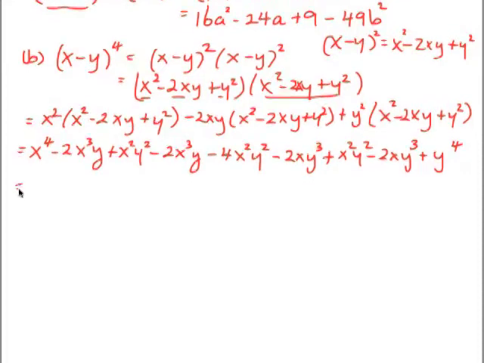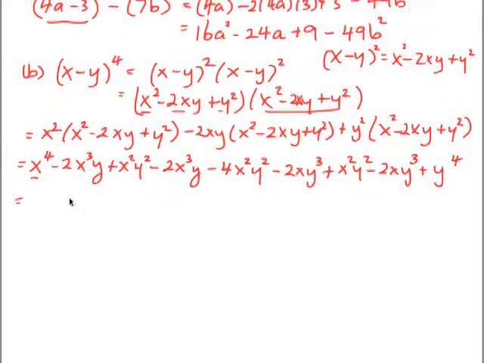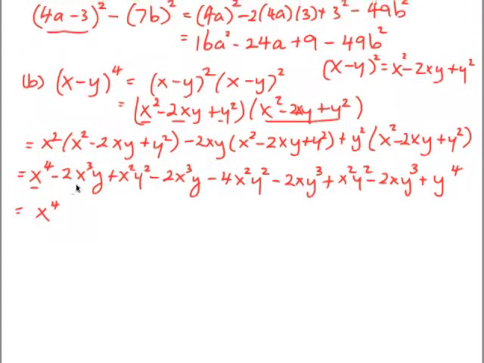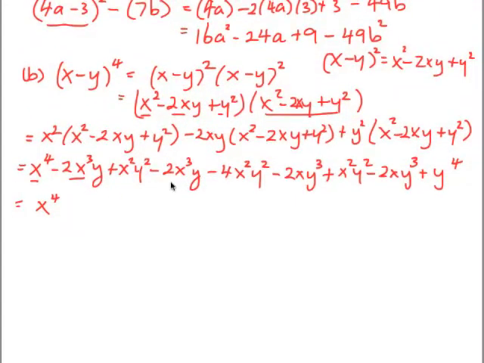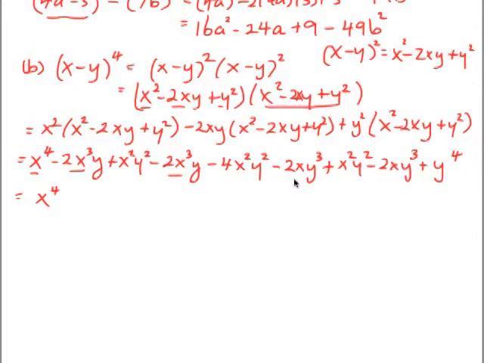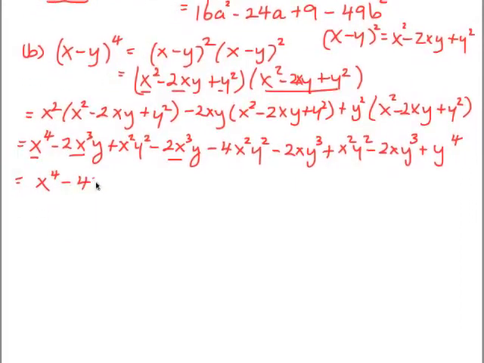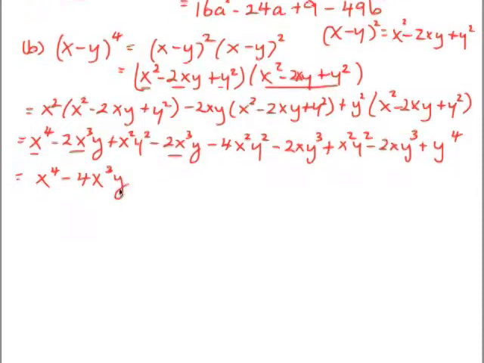Now we look to find like terms. We don't have any other x to the 4 terms, so that's by itself. Now let's have a look. We have an x cubed y, so we've got 2 of them here, 2 of them here, and that looks like all of them, so that's going to be negative 4x cubed y.